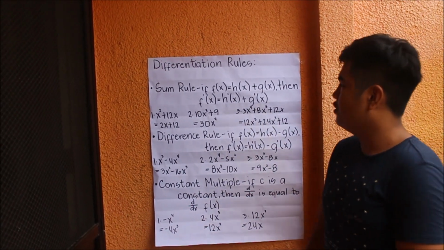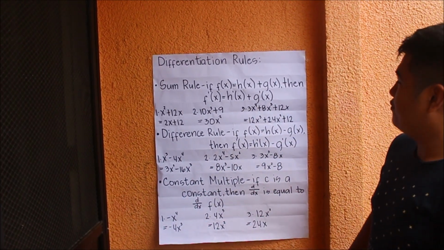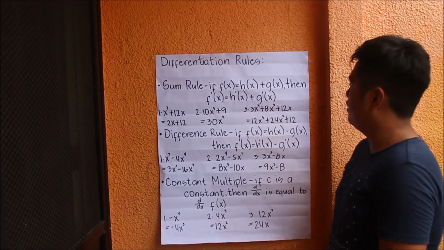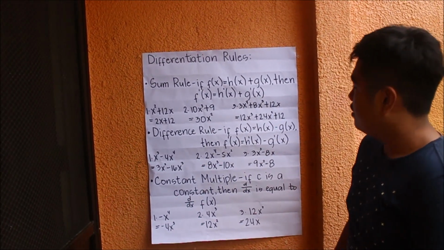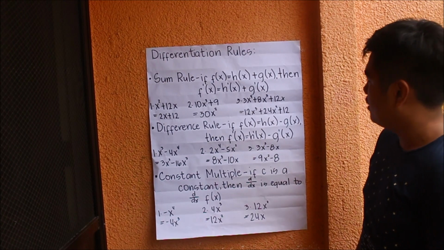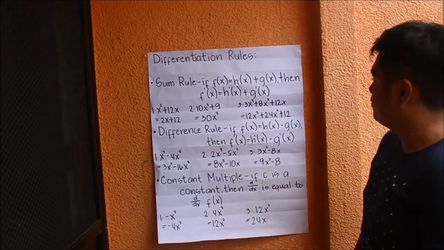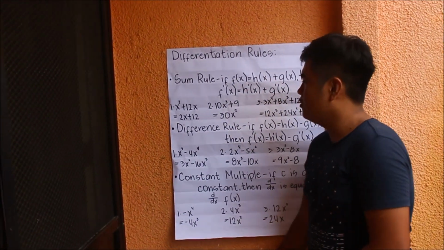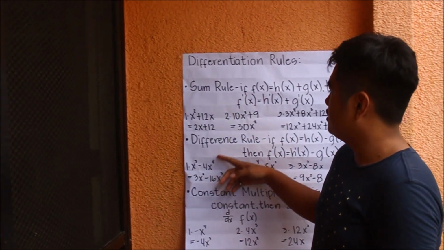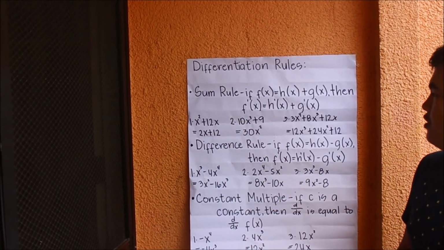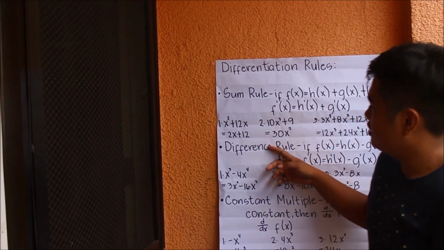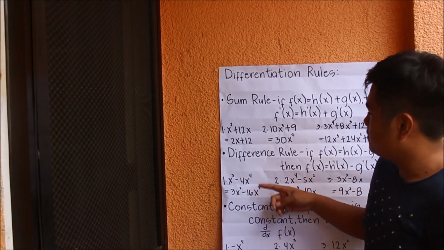Differentiation rules. First rule, sum rule. If f of x equals h of x plus g of x, then f prime of x equals h prime of x plus g prime of x. So, first example, x squared plus 12x. The derivative of example 1 is 2x plus 12.